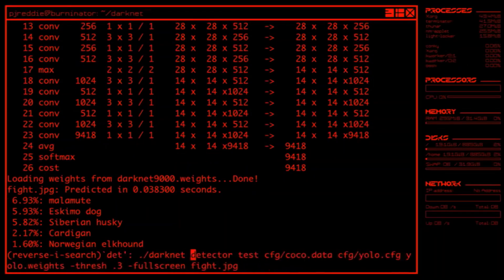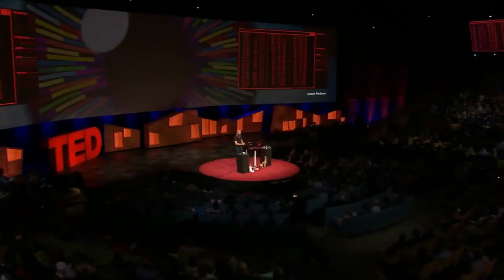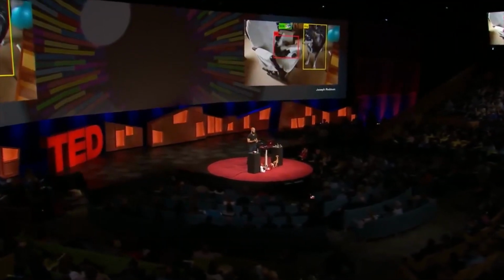We need something more powerful. I work on a problem called object detection, where we look at an image and try to find all of the objects, put bounding boxes around them, and say what those objects are. So here's what happens when we run a detector on this image. Now, with this kind of result, we can do a lot more with our computer vision algorithms.